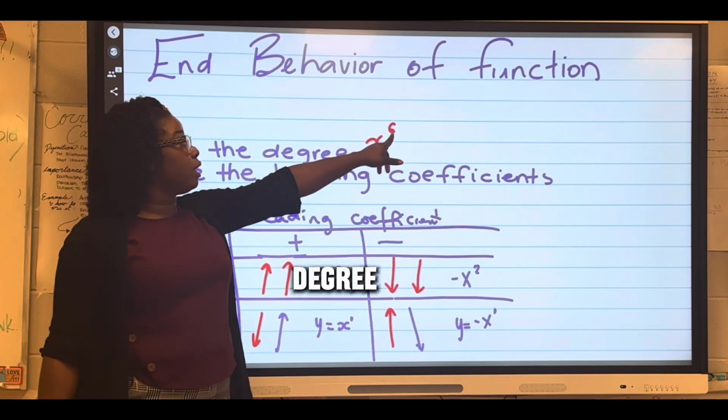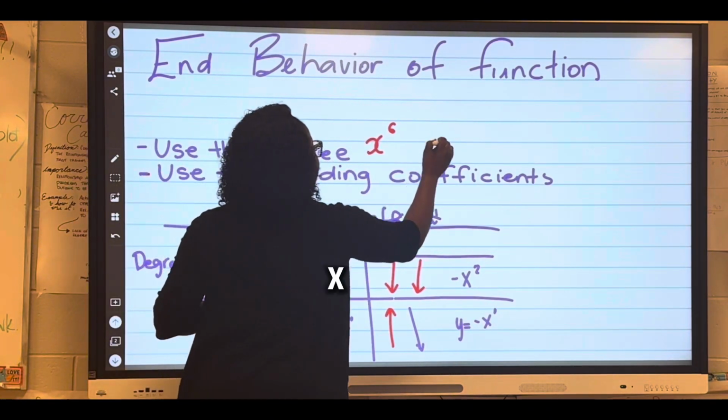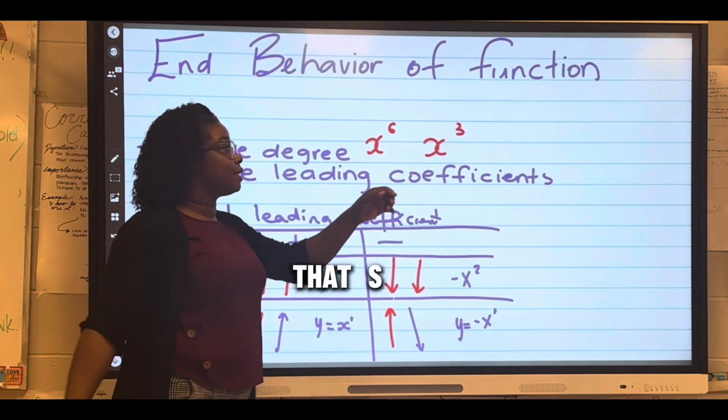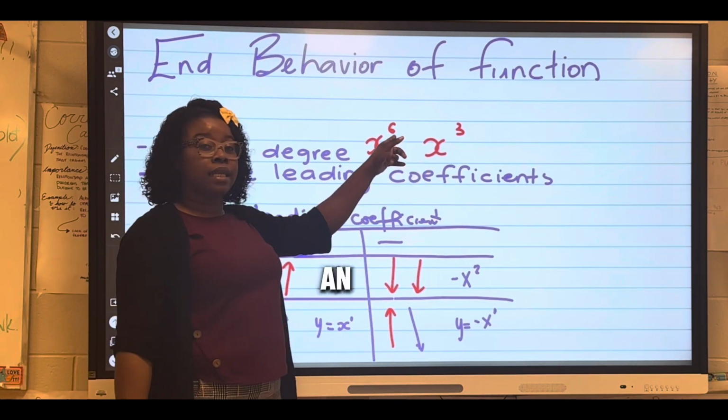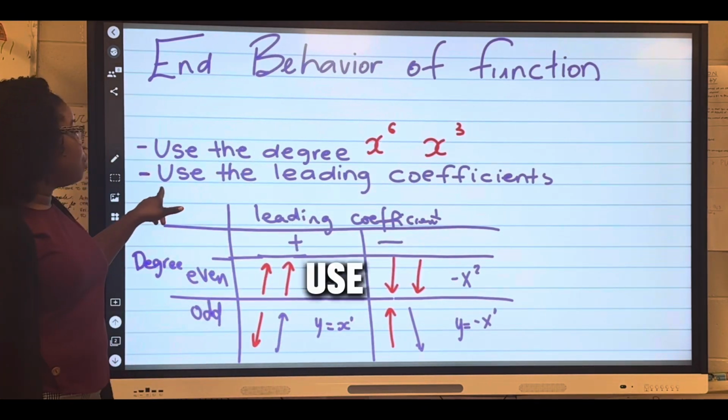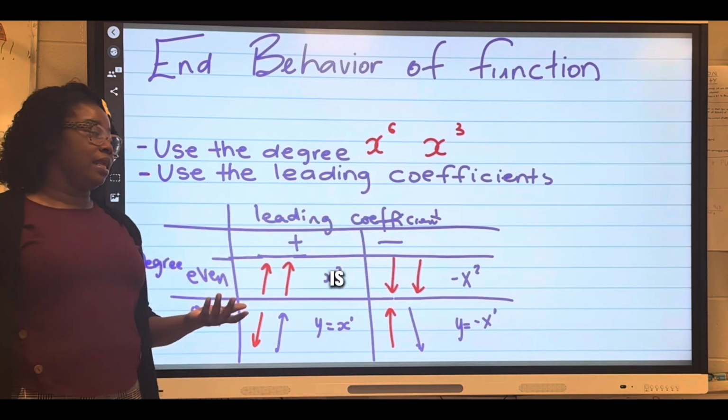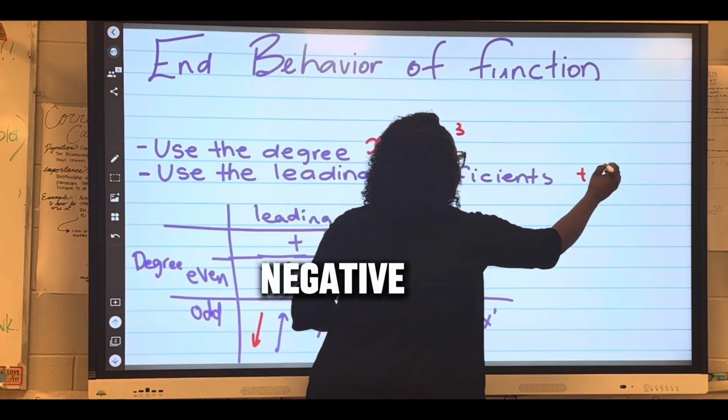Is this degree odd or even? If you see x to the 3rd, you know that that's an odd number and the 6 is an even number. Then use the leading coefficient, meaning is it a positive number or a negative number?